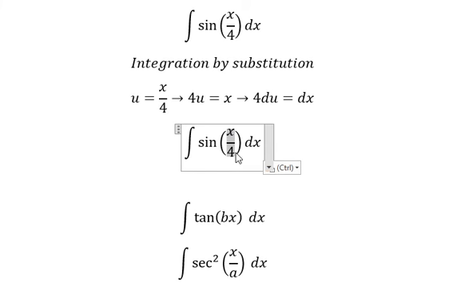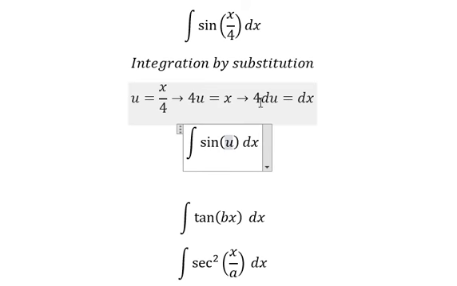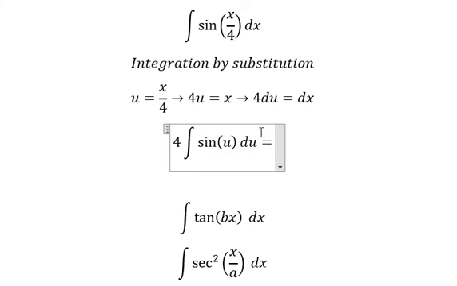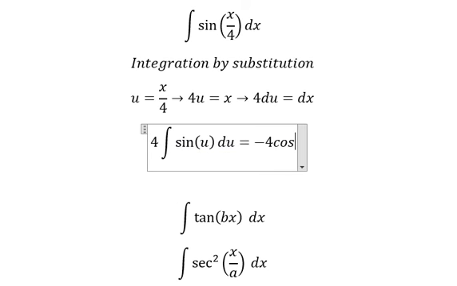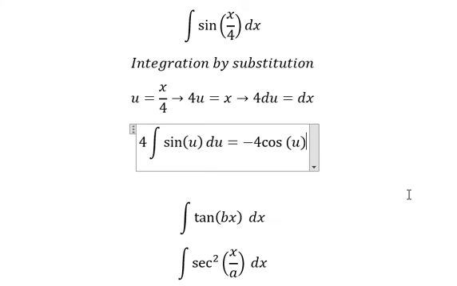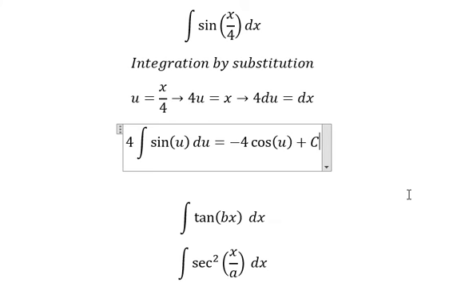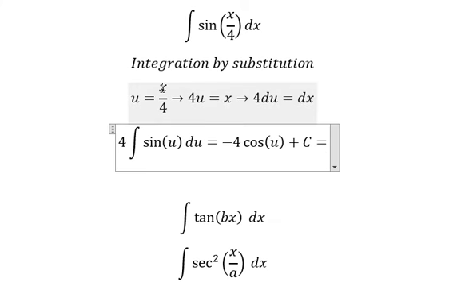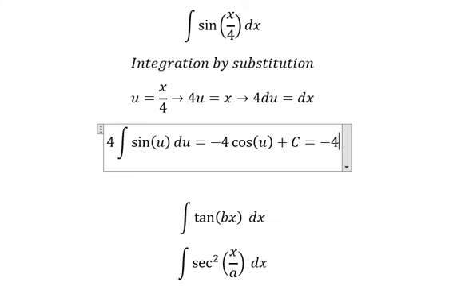This one we change for u. The dx we change for 4 du. The integration of this one, you get negative 4 cosine of u. And we put c in here. Then u is x over 4.